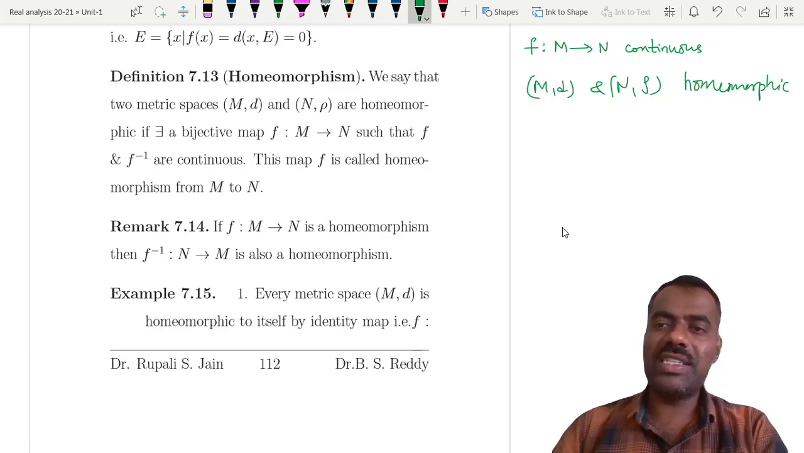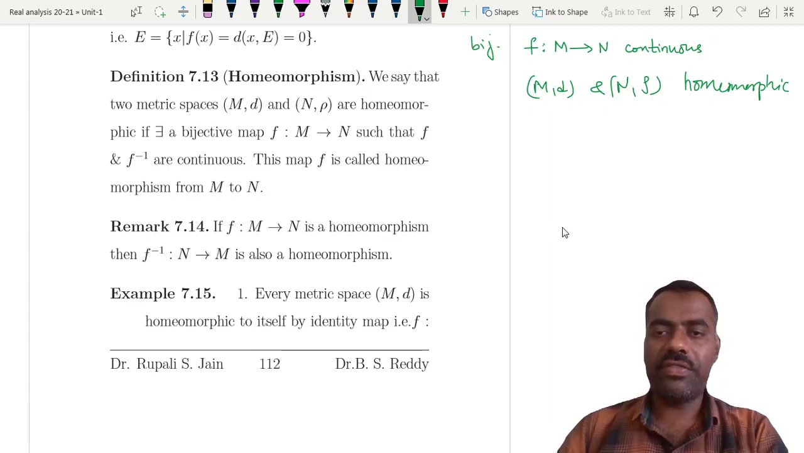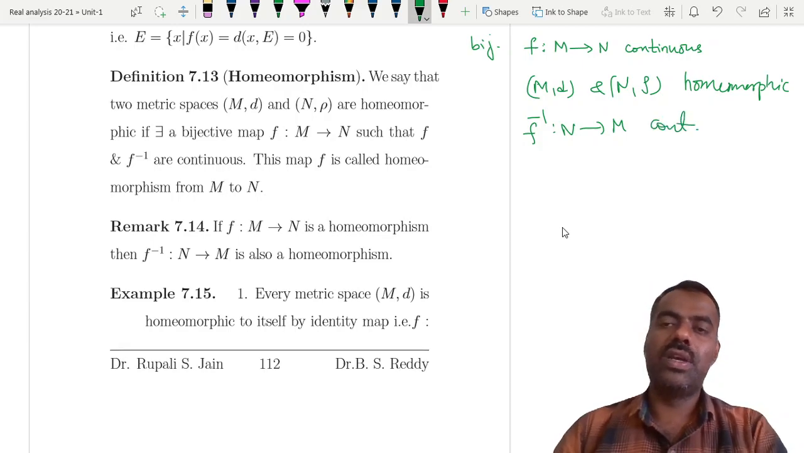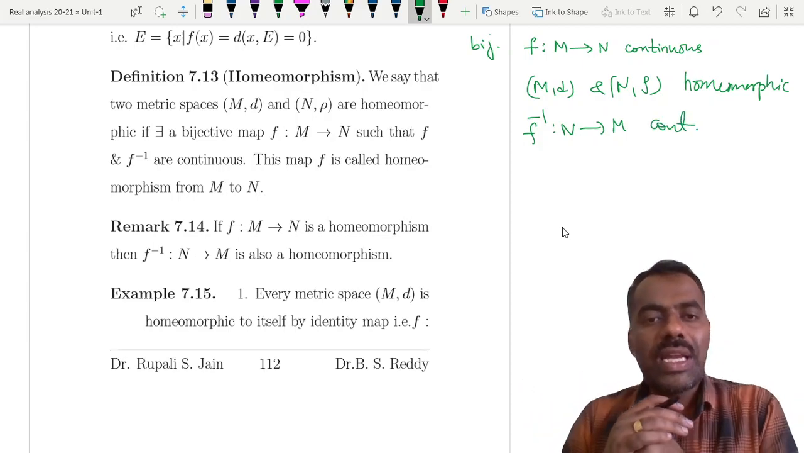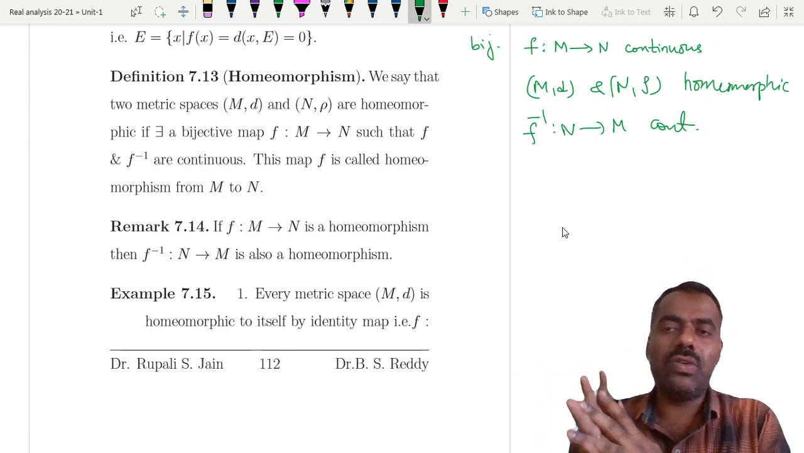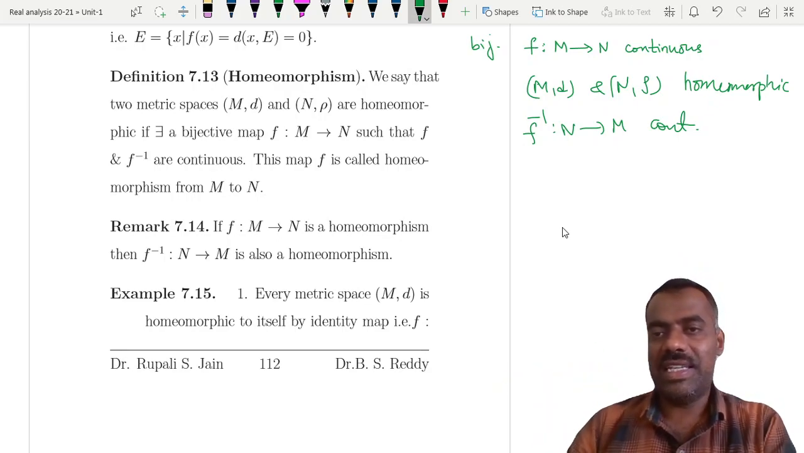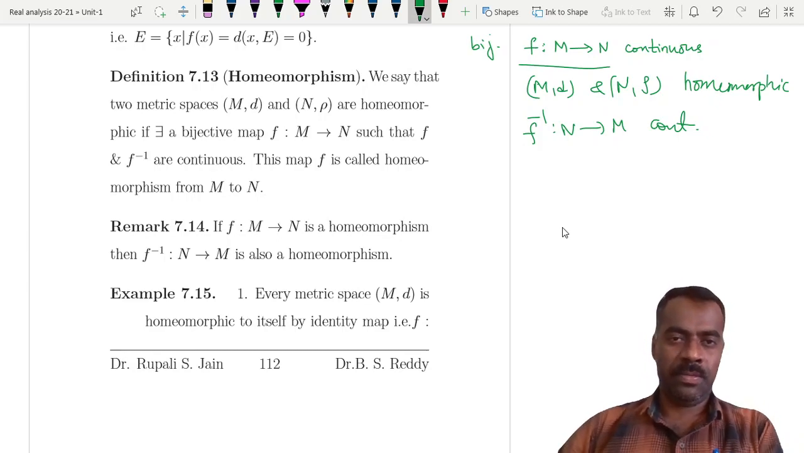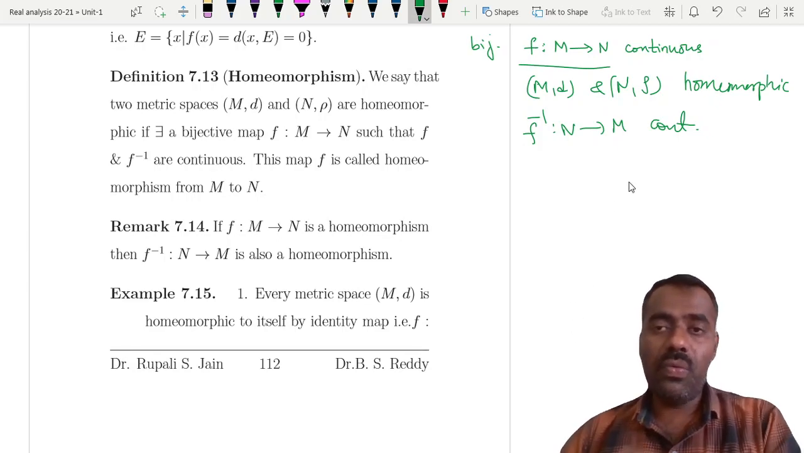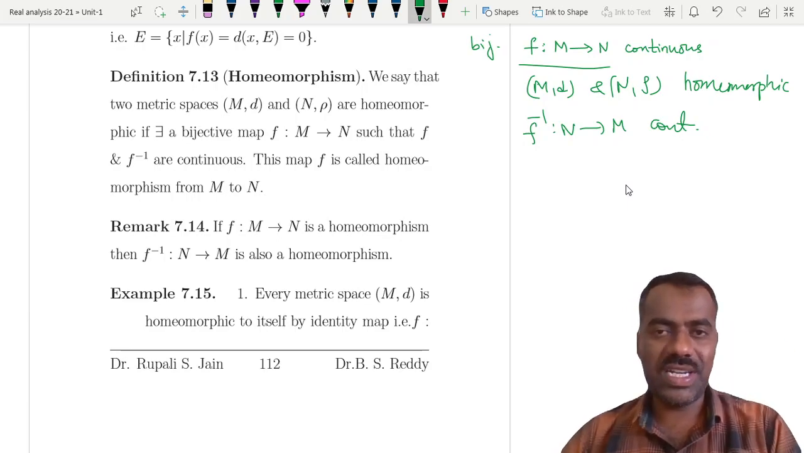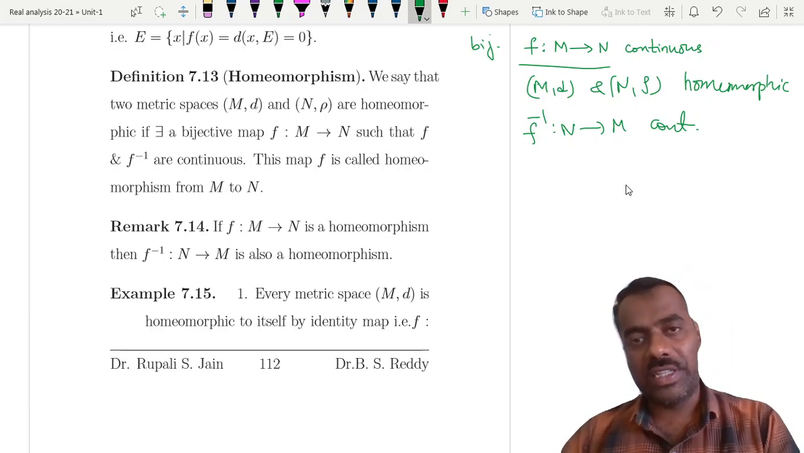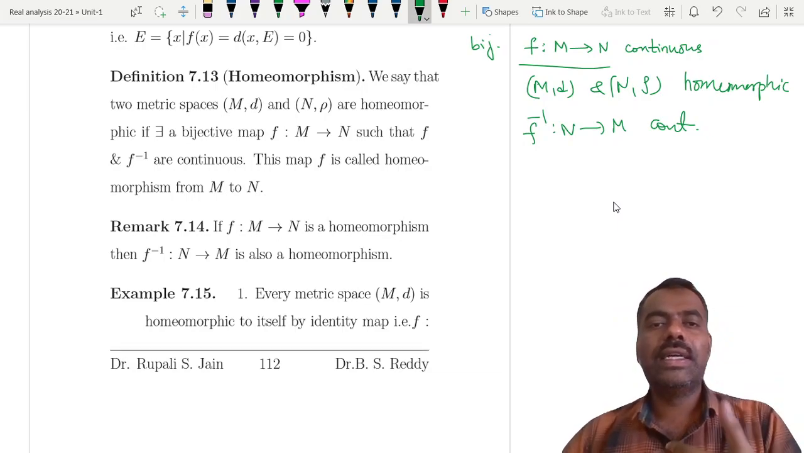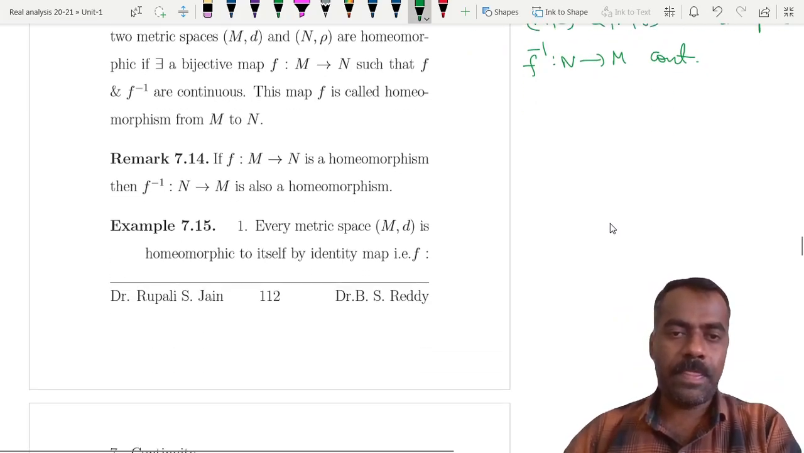homeomorphic if there exists a bijective map, okay, so this is a bijective map such that f and f inverse both should be continuous. So if f as well as f inverse both are continuous, then M and N are said to be homeomorphic, and such f is called a homeomorphism. Whatever results we have seen so far for continuity, applying to f inverse, which is also continuous, you will get more conditions.